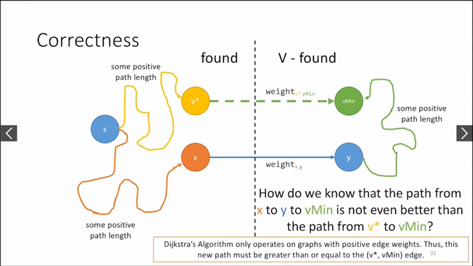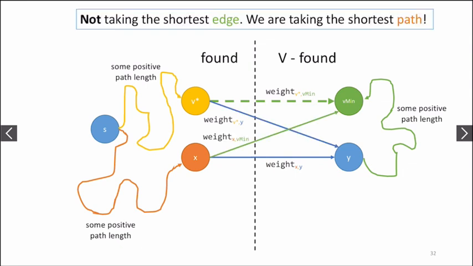Let me give you some concrete things to remember. It's not that we always take the shortest edge. We're always considering the shortest path. So, for example, let's say the path length from s to v star is 10. The path length from s to x is 20. It could be 14 to get from v star to v min, and 5 to get from x to y, 15 to get from v star to y, and 8 to get from x to y. I think I called this one x to y, but that one's x to v min.